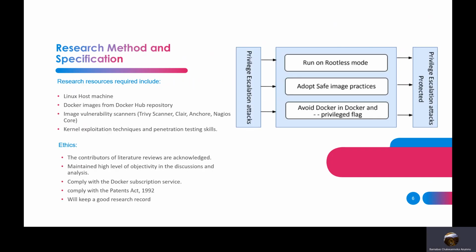Here is a diagrammatic representation of how this research will be conducted. When the three approaches have been combined together, an attempt will be made to gain access to the root of the host machine. If this is not possible, then we have achieved our aim of protecting the host machine from a vulnerable Docker container.